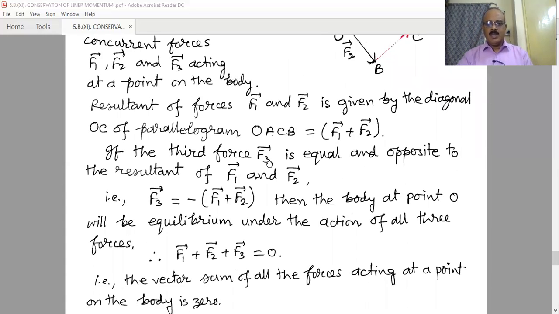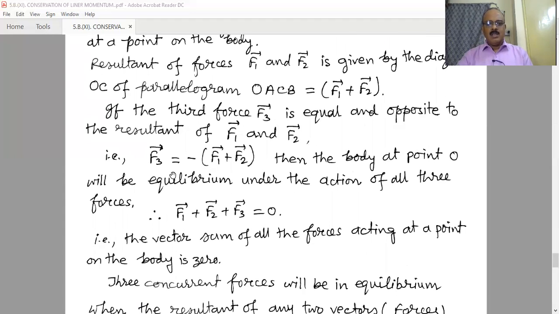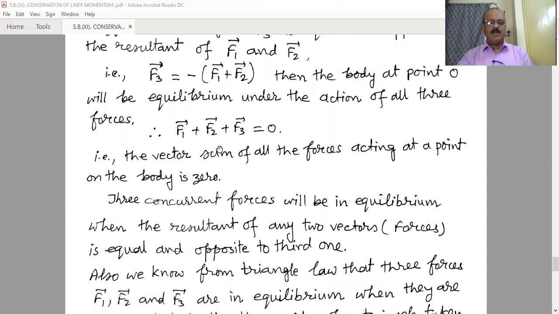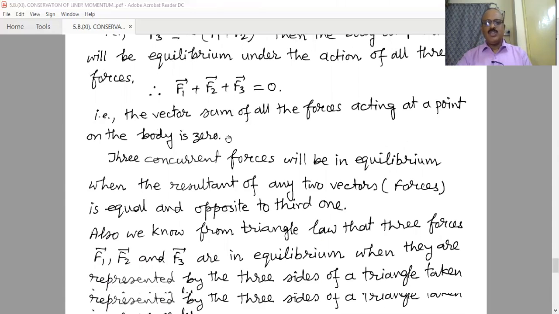That means if the third vector F3 is equal and opposite to the resultant of F1 and F2 vectors, that is F3 vector equals minus of F1 vector plus F2 vector, then the body at point O will be in equilibrium under the action of all three forces. That means F1 vector plus F2 vector plus F3 vector equals 0. That is, the vector sum of all forces acting at a point on the body is 0.